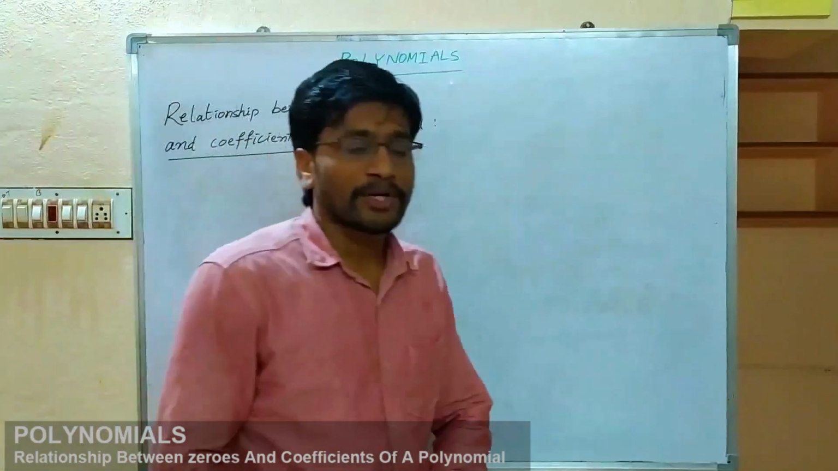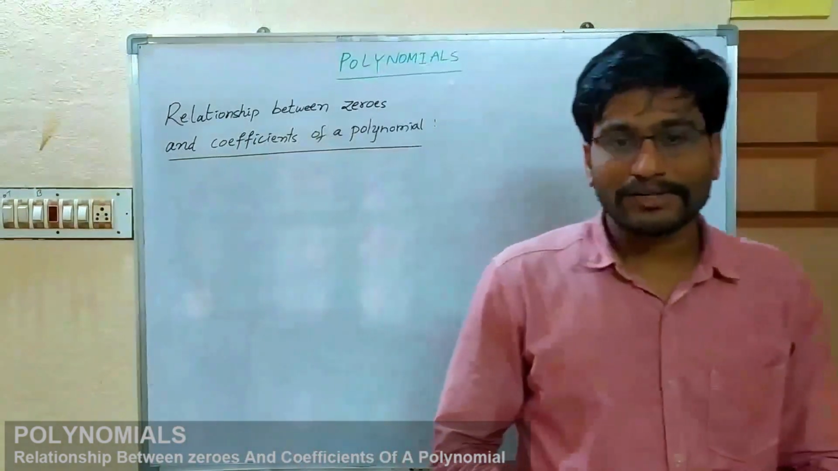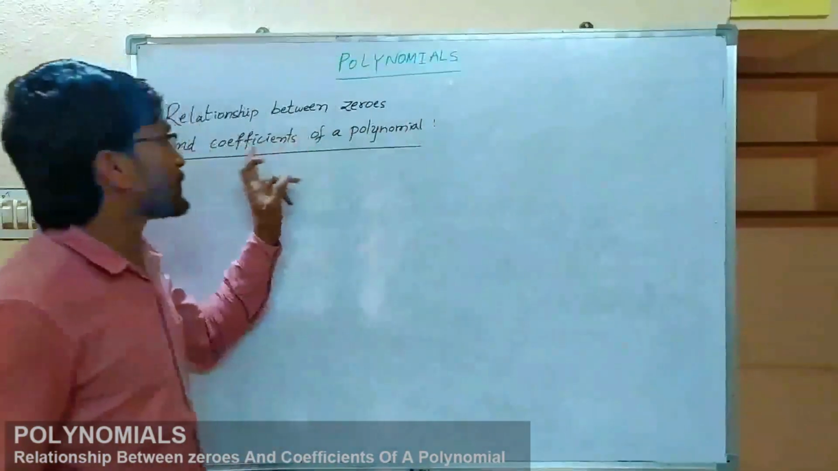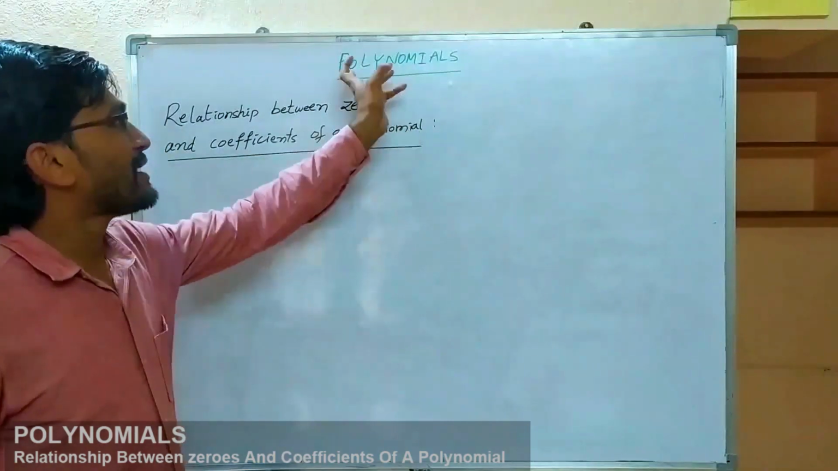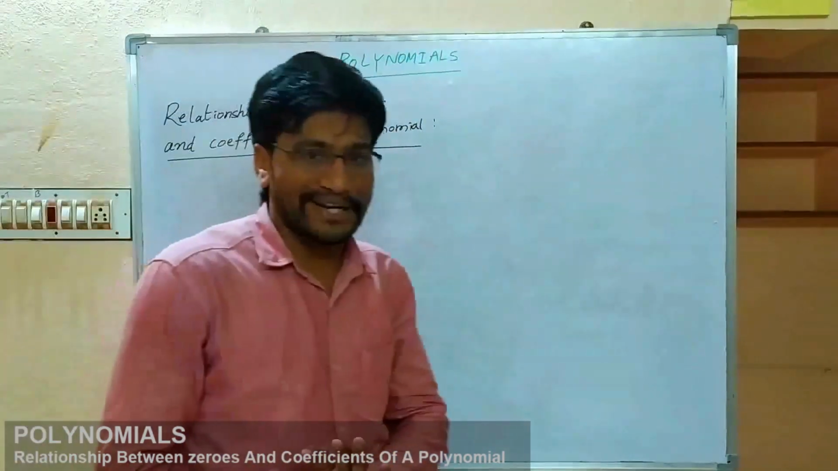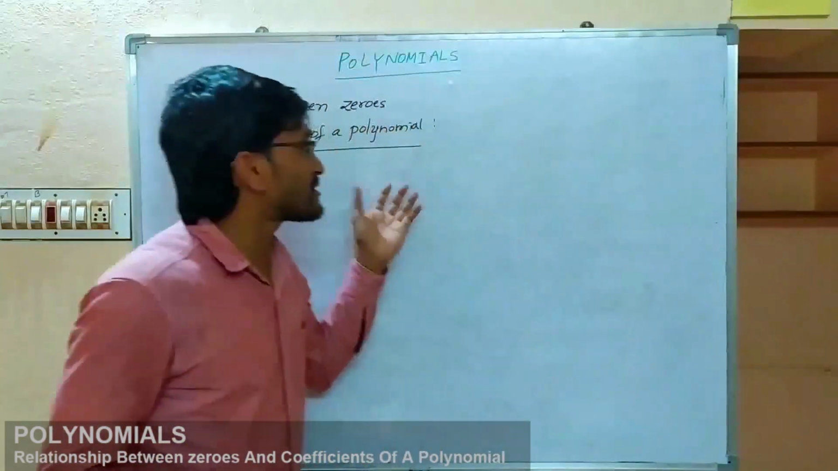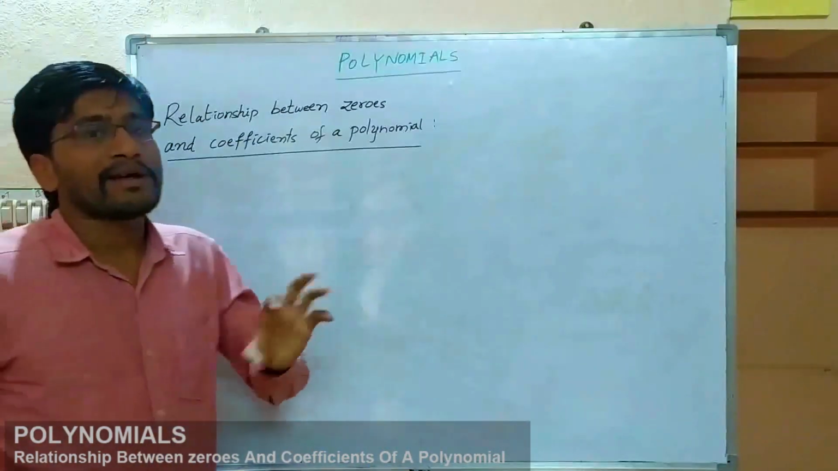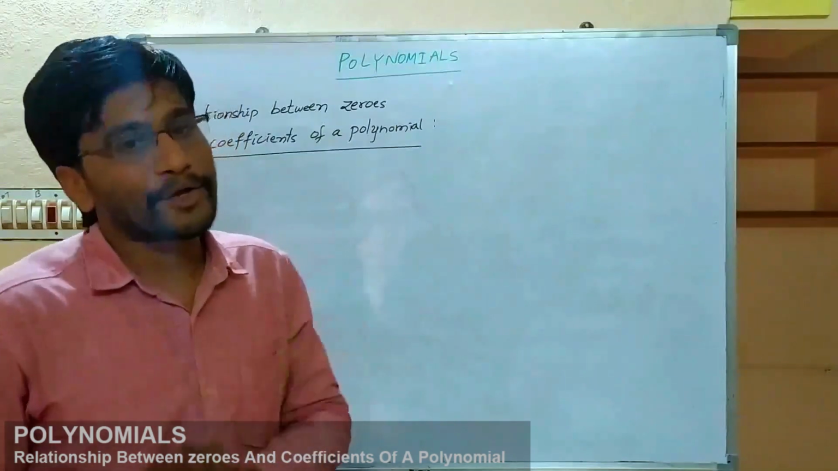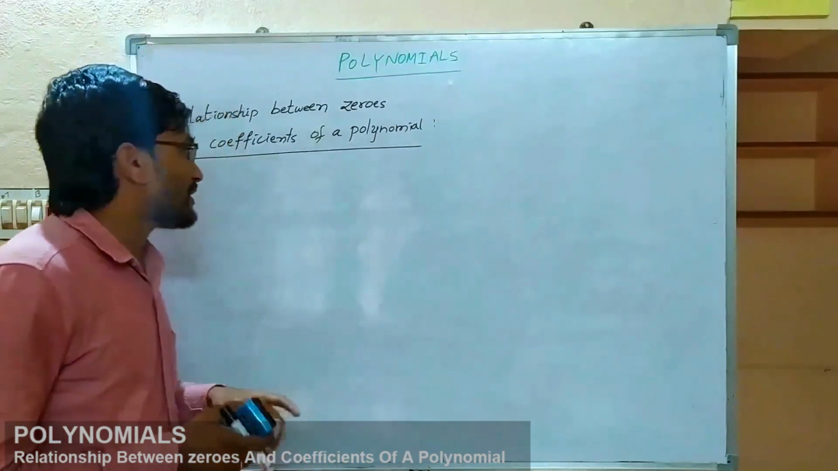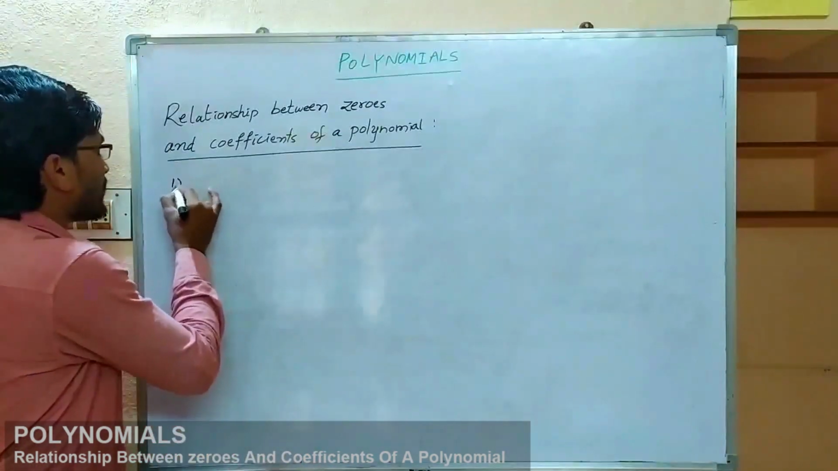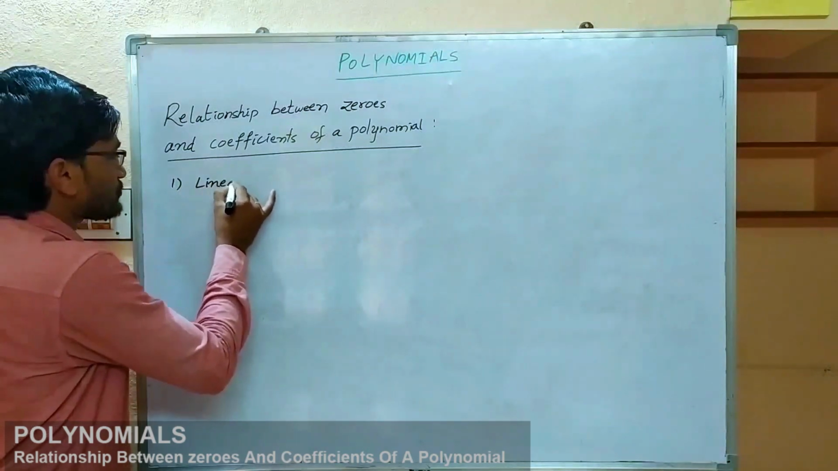Good morning everyone. Today we are going to learn the concept relationship between zeros and coefficients of a polynomial in the chapter polynomials of 10th class. So mainly in this concept we can discuss about the linear polynomial, quadratic polynomial and a cubic polynomial. First let us go for a linear polynomial.